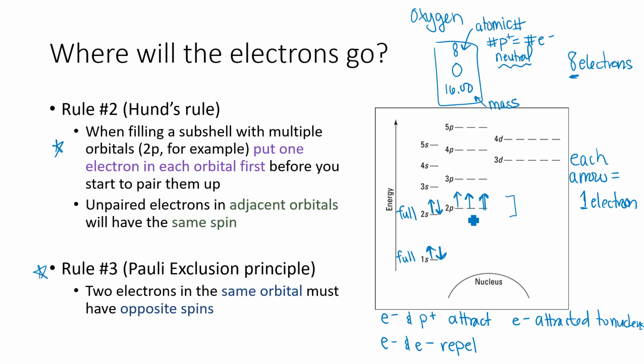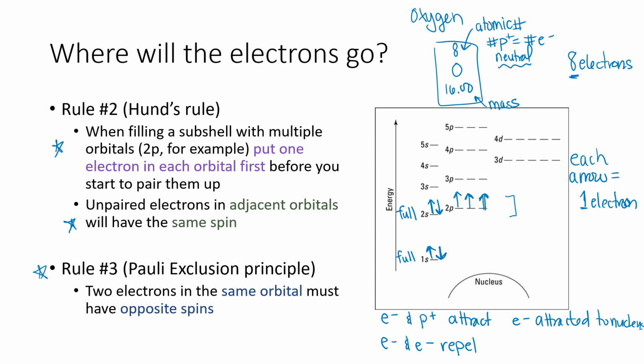So there's orbitals available of equal energy. They're going to put 1 in each before you start to pair up. Also notice how I'm drawing them all pointing up. Unpaired electrons in adjacent orbitals have the same spin. So you should draw them all pointing up or draw them all pointing down. Okay, so that's 1, 2, 3, 4, 5, 6, 7 electrons.